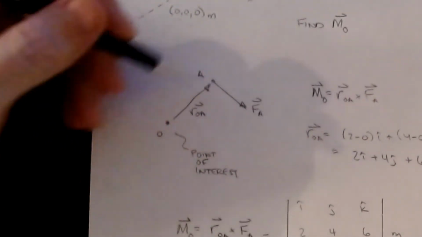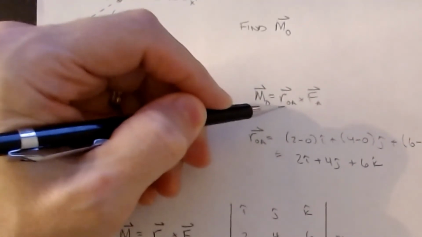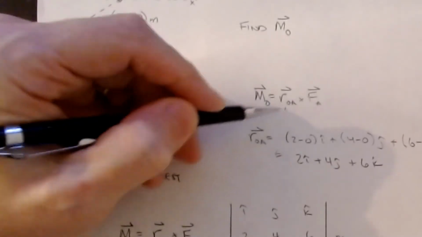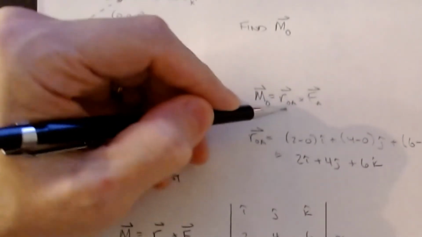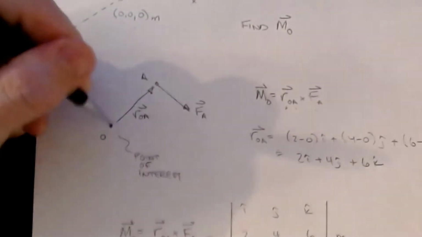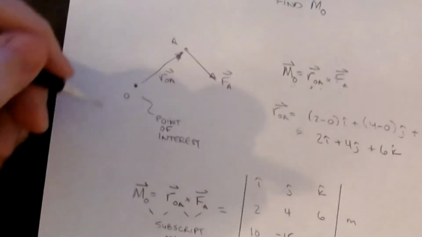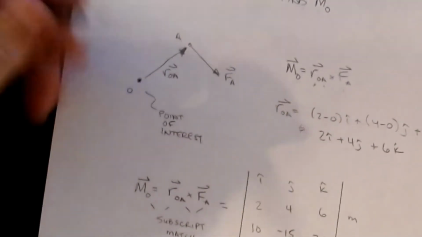Okay, well, the way that we set it up, we draw our sketch of the vectors that we need. Like we said before, M_O and F_A means that my R needs to be from O to A. Remember, these two match. The O's match and the A's match. So a vector from O to A is the vector that goes from here all the way up to here. That's my O to A. And this is my point of interest, or the point that I'm choosing to compute the moment at.